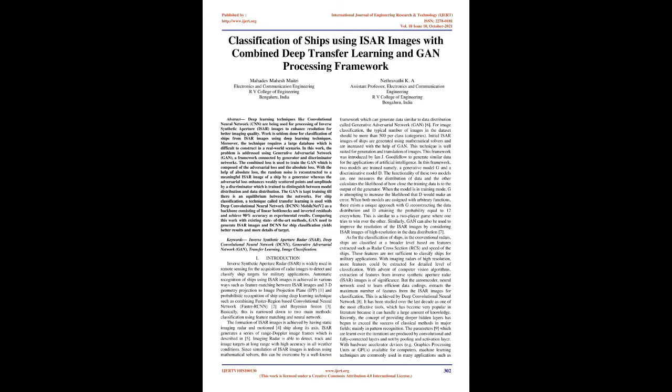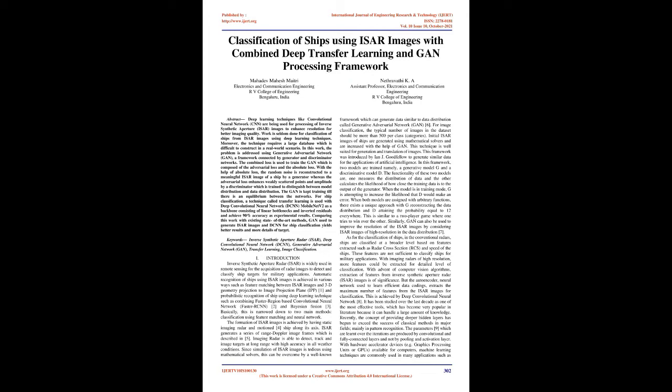[6]. For image classification, the typical number of images in the dataset should be more than 500 per class, categories. Initial ISAR images of ships are generated using mathematical solvers and are increased with the help of GAN. This technique is well suited for generation and translation of images. This framework was introduced by Ian J. Goodfellow to generate similar data for the applications of artificial intelligence.